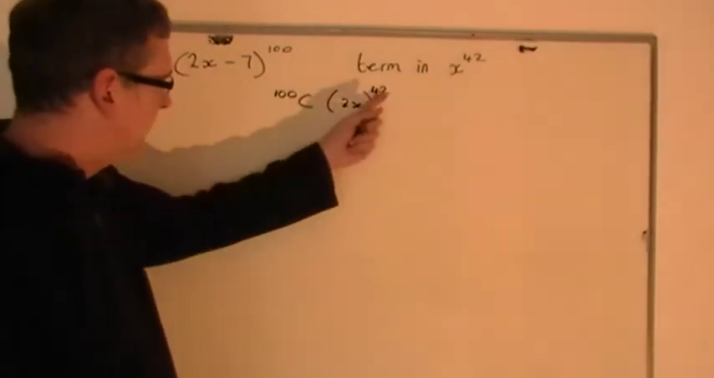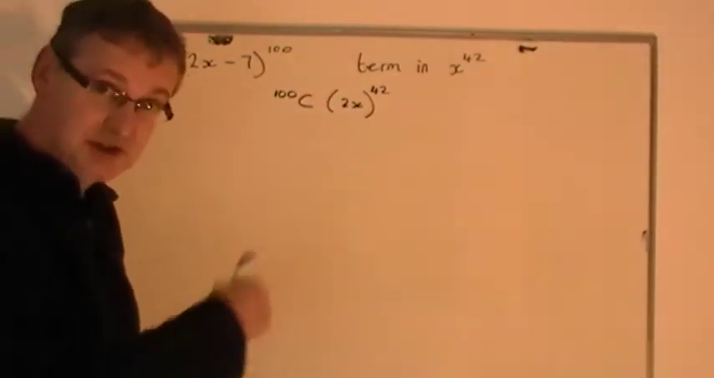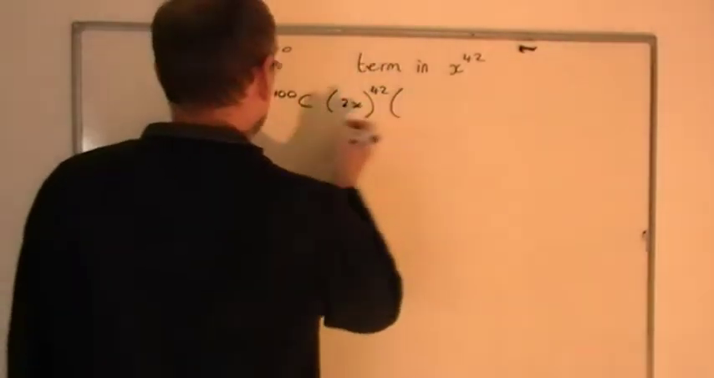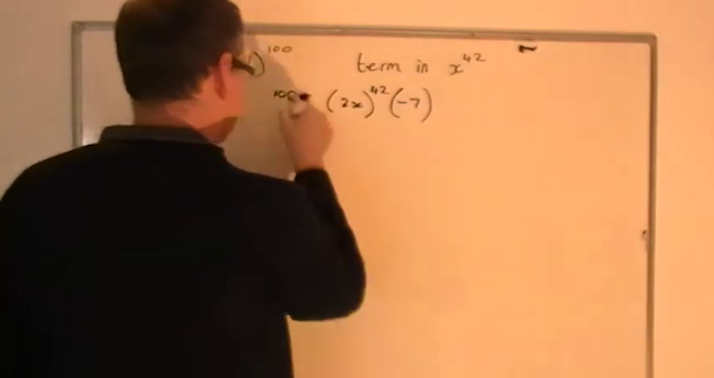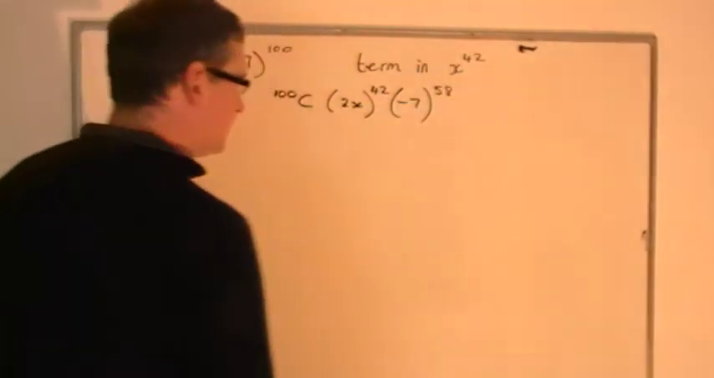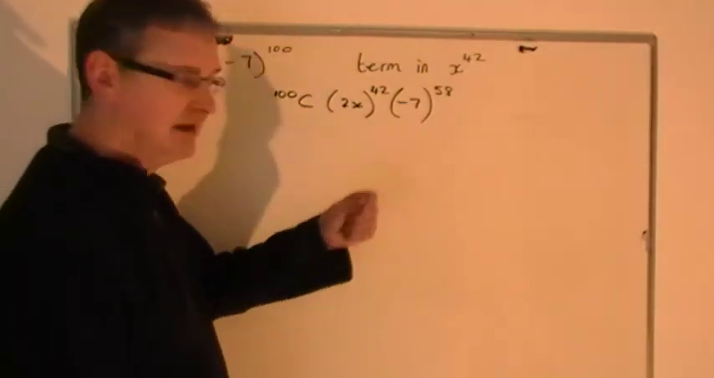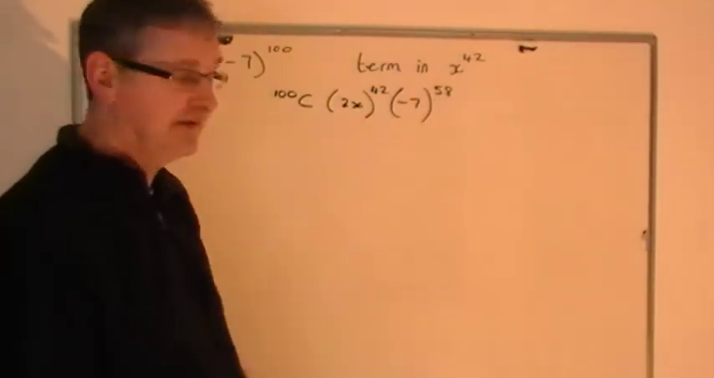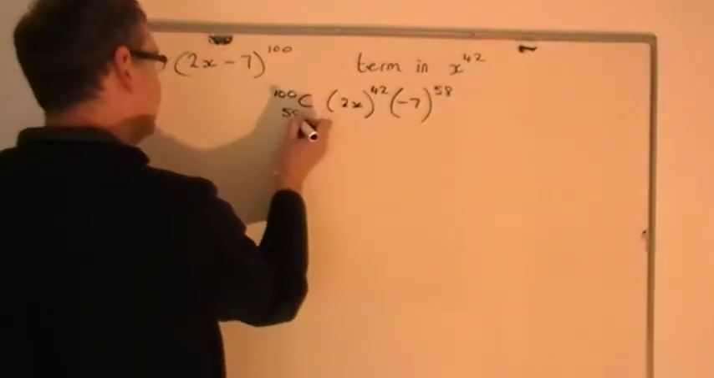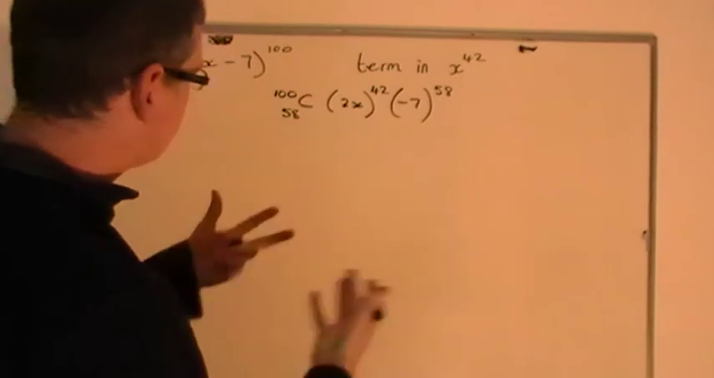So 2x to the power 42. So you're going to have to do 2 to the 42 and then x to the 42. Then of course you've got the minus 7, and if it's a power 100 in the question, that's 42, then this must be power 58. So you've got a horrendous calculation here to do without a calculator. Minus 7 to the power 58. I'm obviously not going to do it. If that's power 58, then that would be a 58 on the choose value. So that's what you'd have to work out.